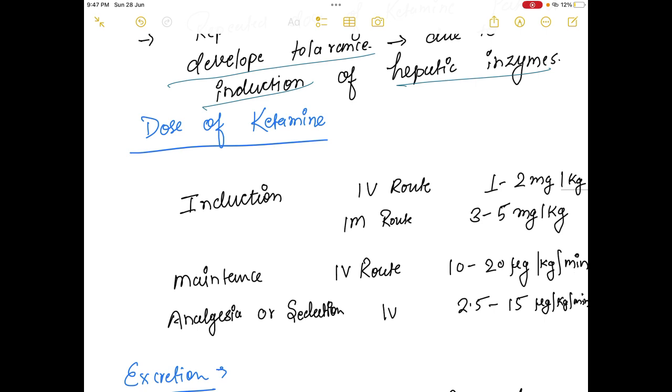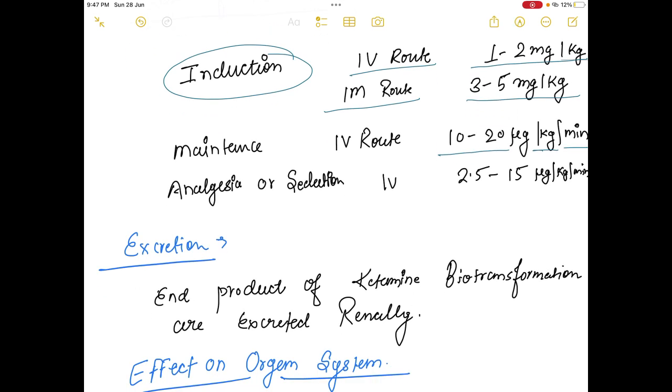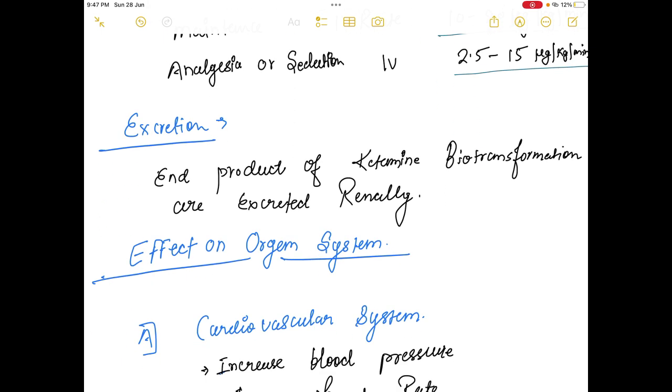Now the doses of ketamine. For induction, by the IV route we can give 1 to 2 mg per kg. For the IM route, the dose of ketamine is 3 to 5 mg per kg. For maintenance of anesthesia, the infusion dose of ketamine is 10 to 20 microgram per kg per minute. For analgesia or sedation, the dose of ketamine is 2.5 to 15 microgram per kg per minute. Excretion: the end products of ketamine are mainly excreted through the renal system.